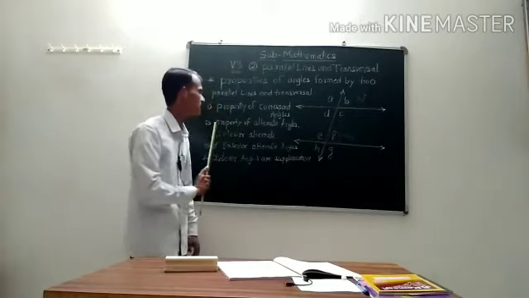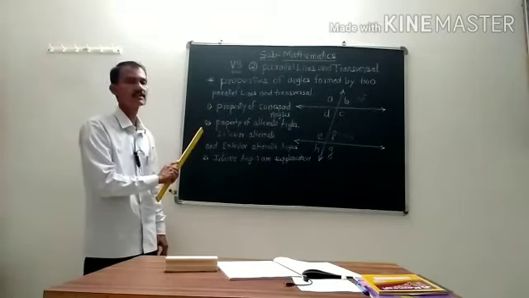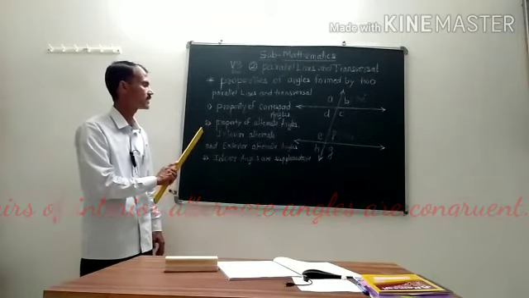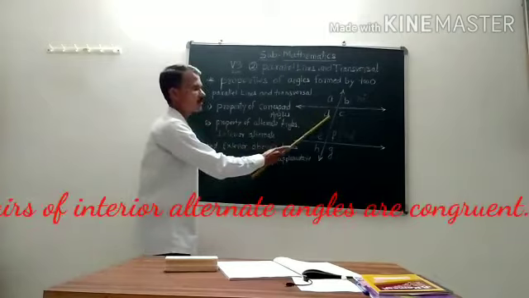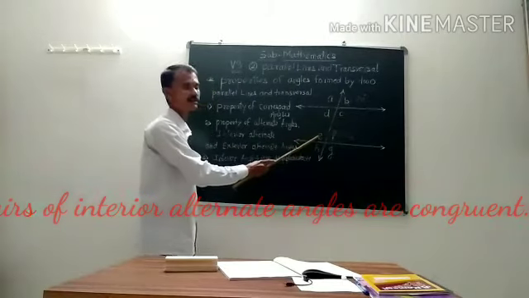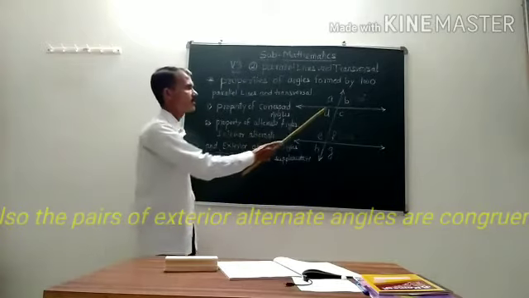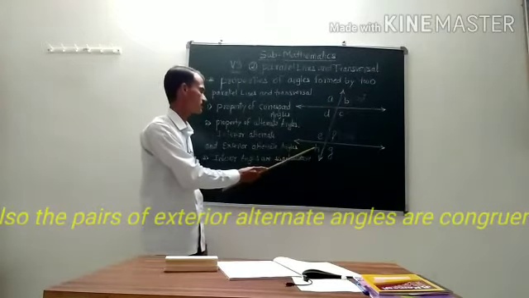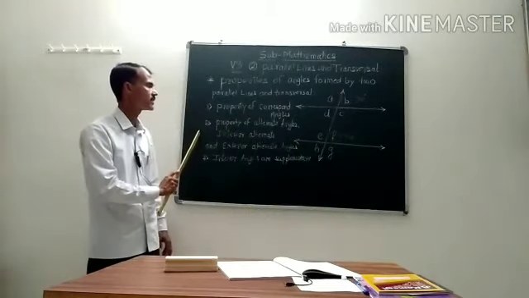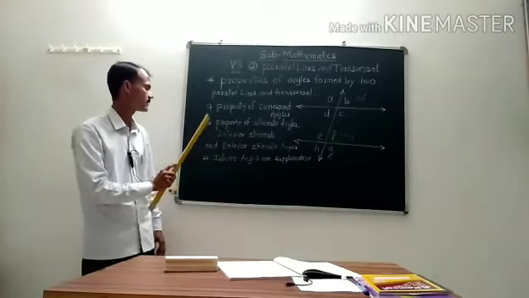Therefore, the property of alternate angles becomes: if the given two lines are parallel and there is a transversal, then the pair of interior alternate angles are congruent. Also, the pair of exterior alternate angles are congruent. This is the property of alternate angles if the lines are parallel and transversal.